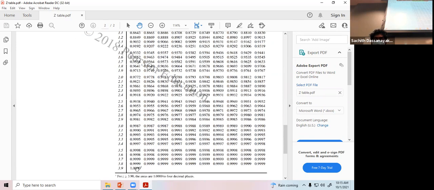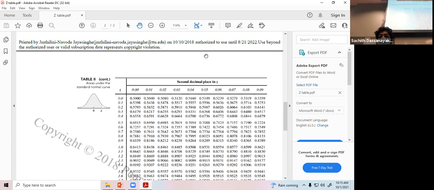See, the maximum is 1. Total probability is 1. So why 3.9? Because if you consider any other values after these, like 4.5 or something like that, the area is also 1, because we have already covered the maximum. So these values are not changing, because that area is very small. Okay, clear? This is how we find it. Later I will show you how to find the values. Clear? So this is the Z table.